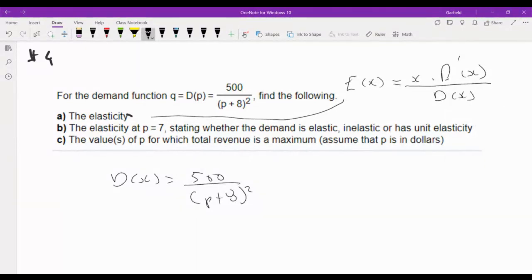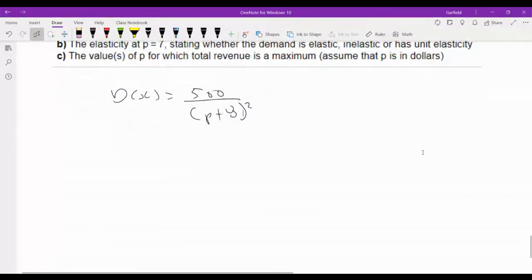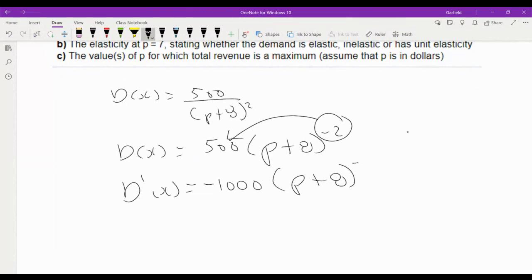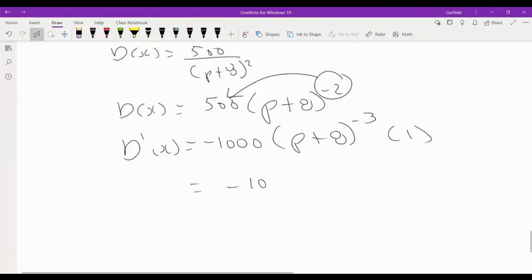And there's two ways you can do the derivative here. You can do it as it is, which I really don't like, or we can do the quotient rule, which is the way I don't really like. Or we can rewrite it, and so we can move it up to the top, so it becomes p plus 8 to the negative 2, and use a chain rule, which to me is a little simpler. So d prime of x would be negative 2 times that, which is negative 1,000, times p plus 8 to the negative 3 power, because we subtract 1 from the exponent, times 1, which is the derivative of the inside, which is just negative 1,000 p plus 8 to the negative 3 power.